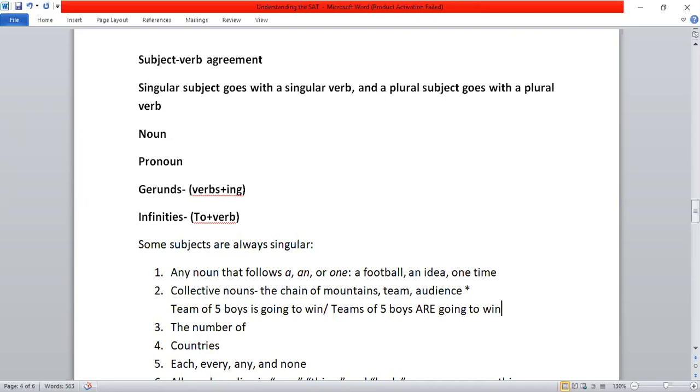Careful with words like each, every, any, and none. If these words, these pronouns, are used in a sentence, and then you have a noun which is plural, your subject is this pronoun, so your verb will be singular. Each of the girls are interested? No. Each of the girls is interested in participating for the event. Okay. So the moment I said each, it doesn't matter after that if it's girls, boys, children, or whatever. Each is singular, so the verb will be singular.